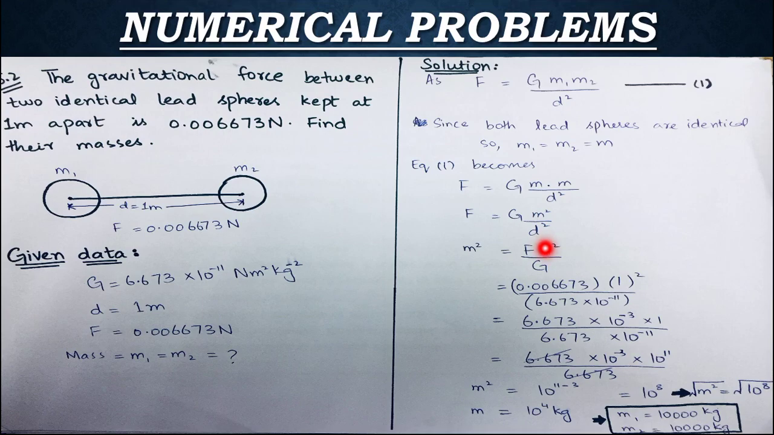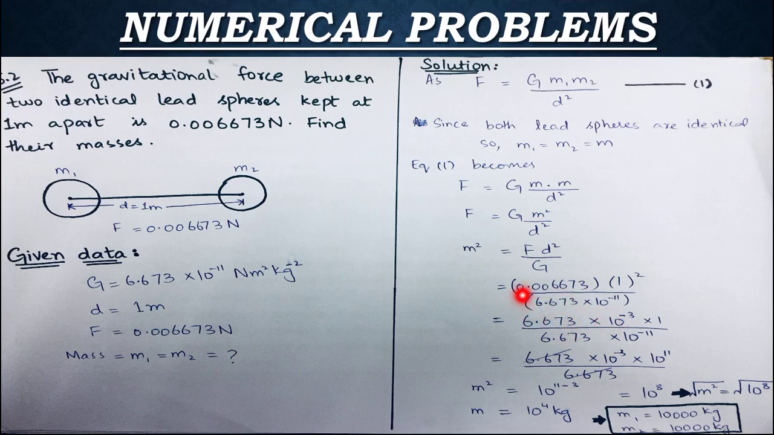So I'll shift d square and capital G towards the left hand side. So the equation will be m square is equal to F d square divided by capital G. By putting the value of F, d and G from the given data, we will get the answer as here. Now, as you can see, the point is here. I want to move the point towards the first non-zero digit. So I can write it as 6.673 multiplied by 10 raised to the power minus 3.